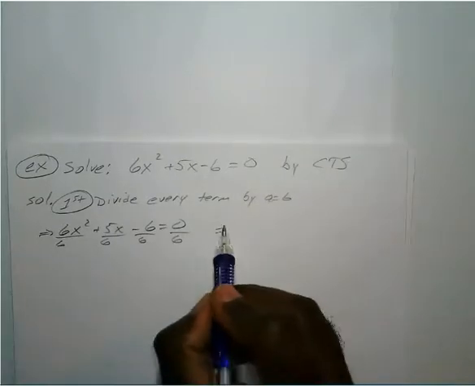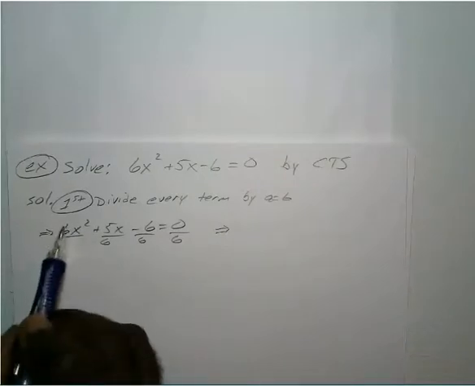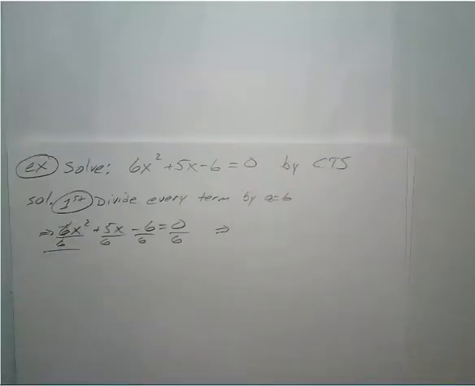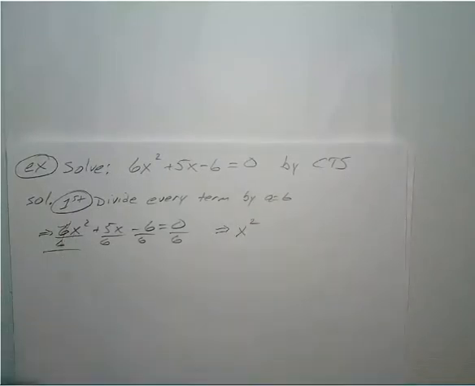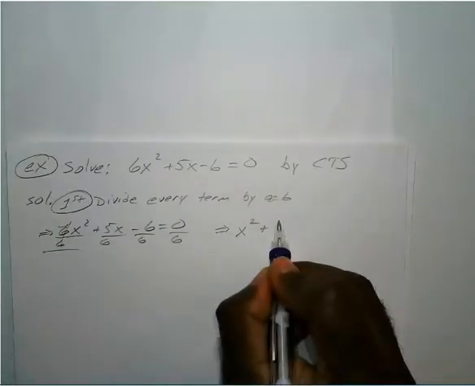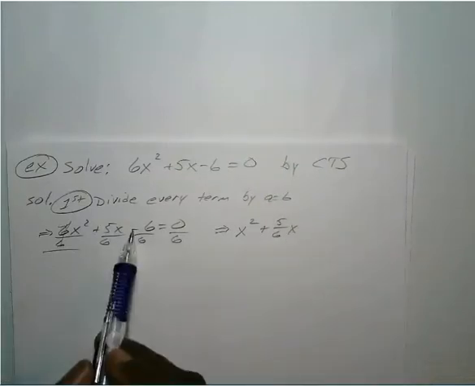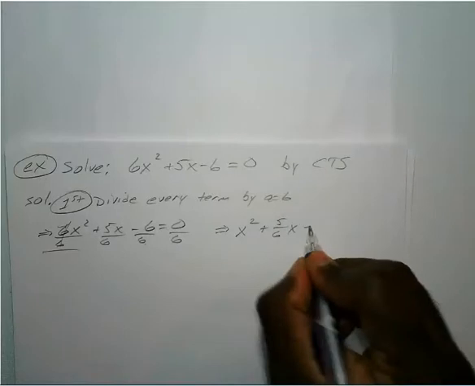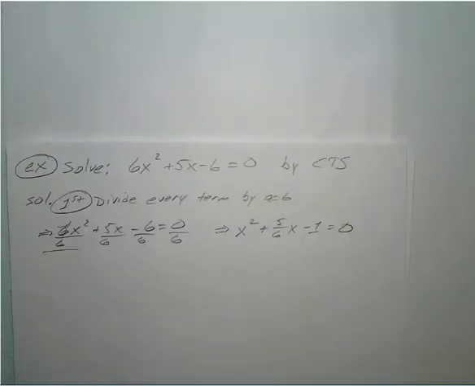Alright, so once we do that, for your first term, anything divided by itself is 1, so 6 divided by 6 just becomes 1. So that leaves us with x squared plus 5 over 6x. Negative 6 divided by 6 is just minus 1 equals 0. Okay, so that's our first step.